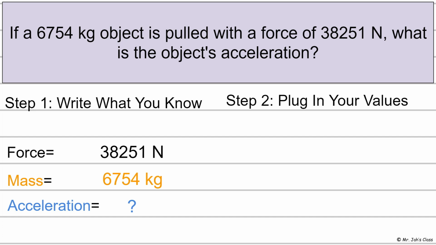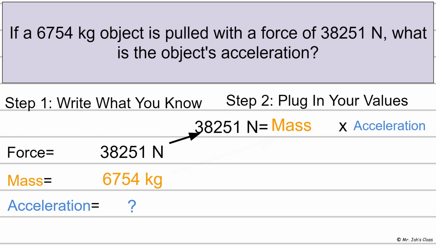Let's go ahead and plug in our values to the equation. So it's force is equal to mass times acceleration. That is the formula for Newton's second law. So we go ahead and plug in the value for force. Then we plug in the value for mass.